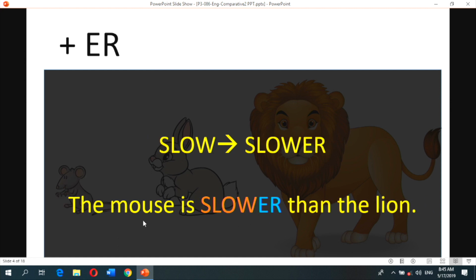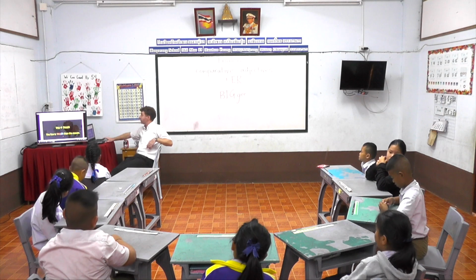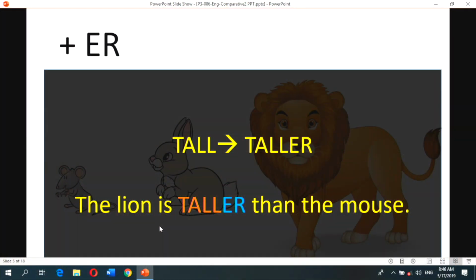The mouse is slower than the lion. The lion is taller than the mouse. Excellent, guys. Each time we add ER to the adjective to make the comparative.